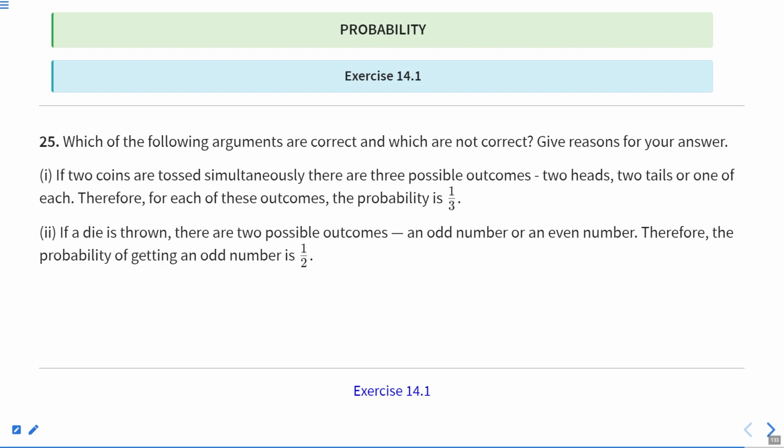So basically this question is a form of problem. In the second statement here we have: if a die is thrown, there are two possible outcomes, an odd number or an even number. Therefore the probability of getting an odd number is 1 by 2. So student, which of the following arguments are correct and which are not correct? Give reasons for your answer. This is your homework problem.